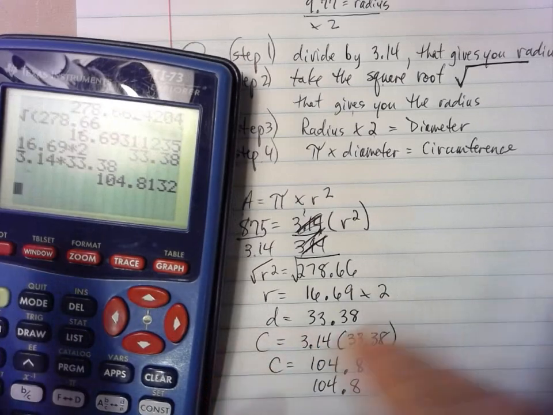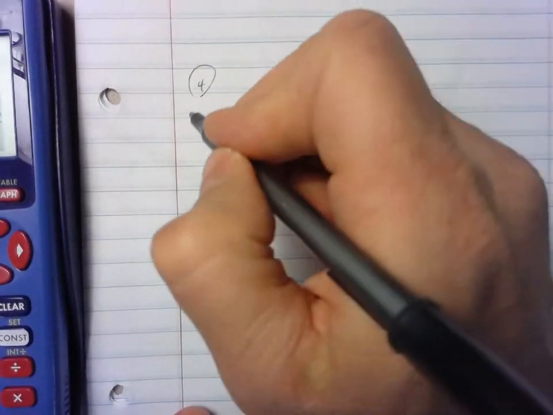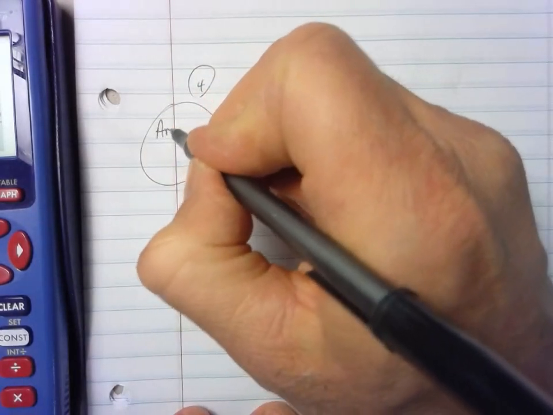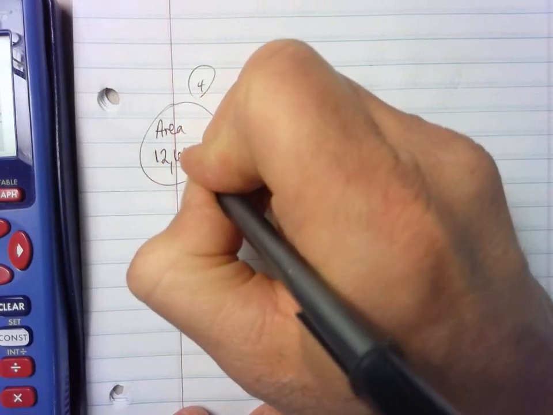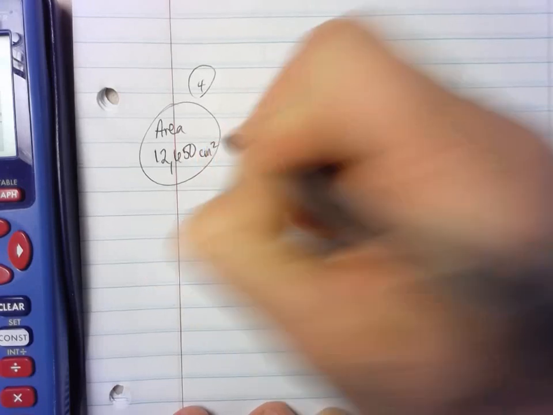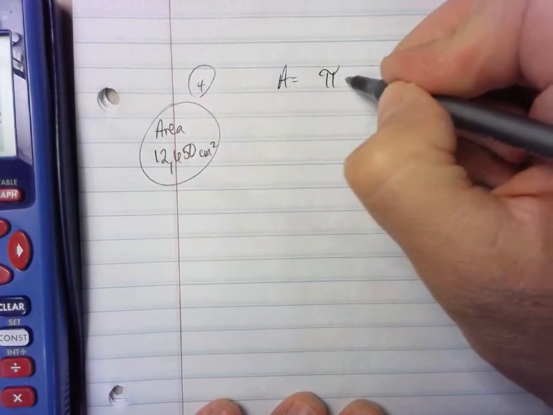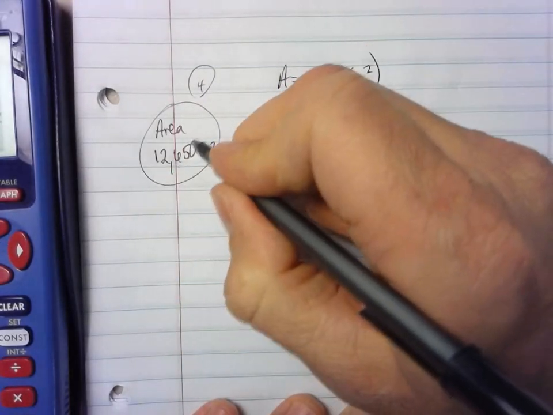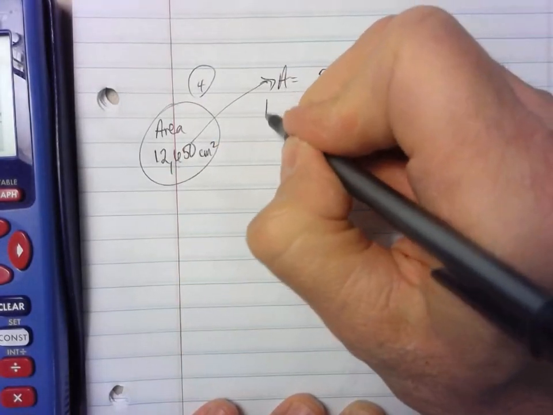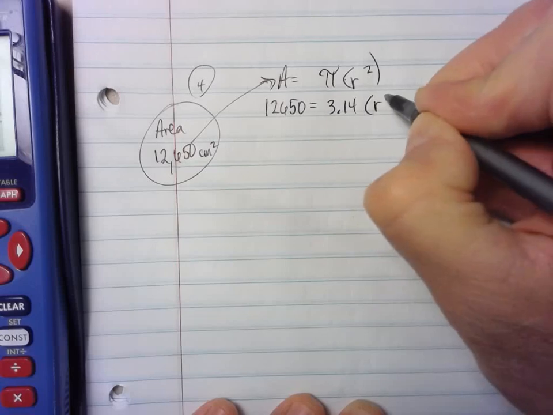And it looks like I got time to do one more real fast. Okay. So let's do one more right here. Alright. So let's say we know our area of the circle. Let's do a big number this time. Let's say it's 12,650 centimeters squared. Again, our area formula is pi times radius squared, right? So I take the 12,650, I'm going to put it right there for the area. 12,650 equals 3.14 times radius squared.